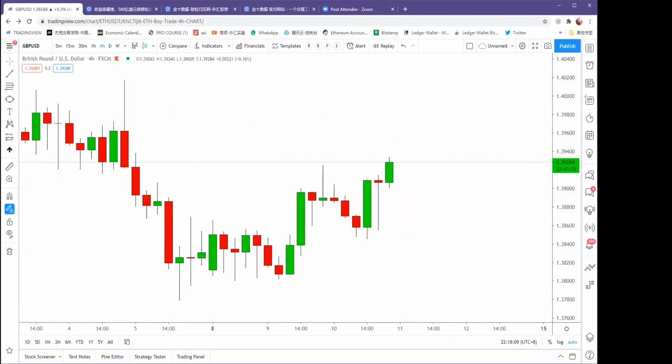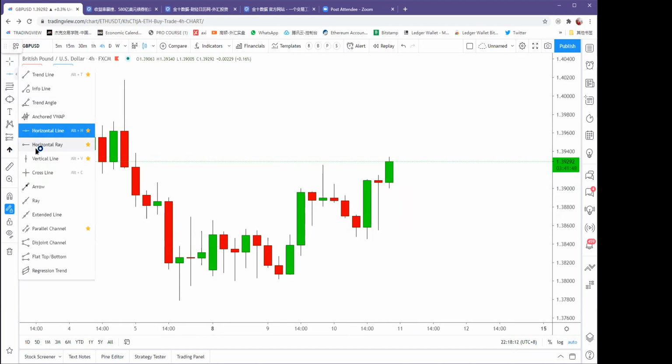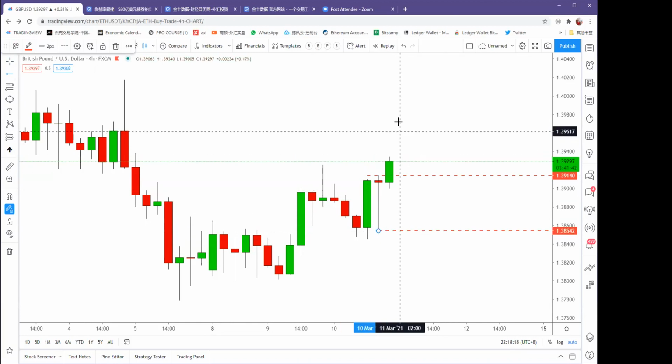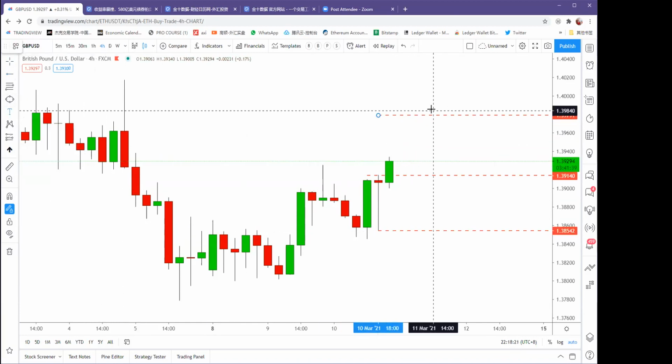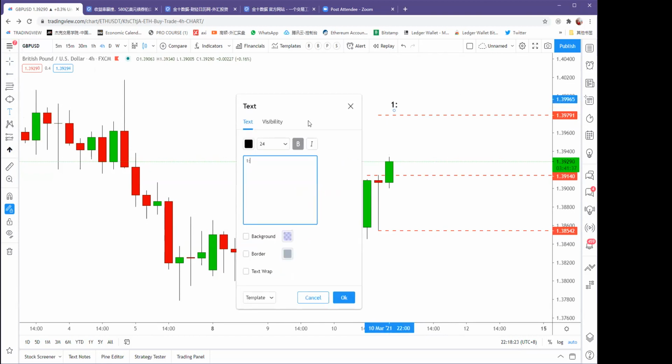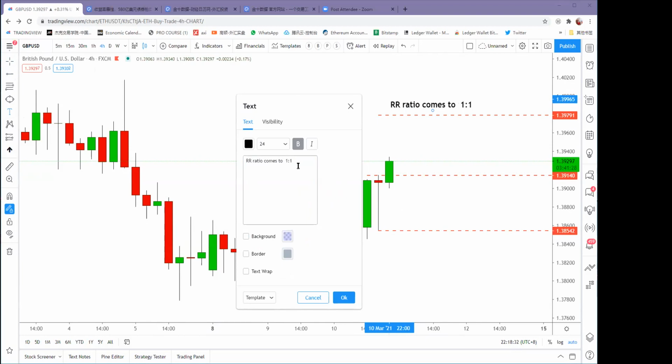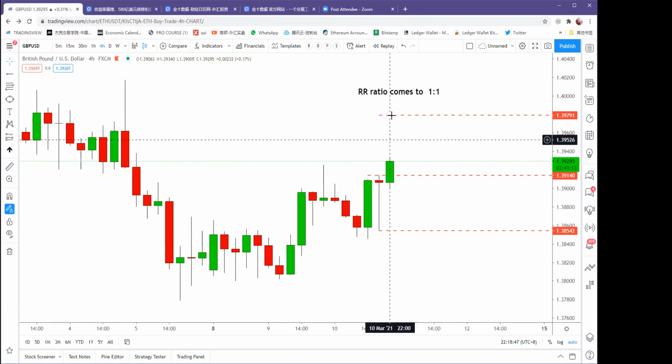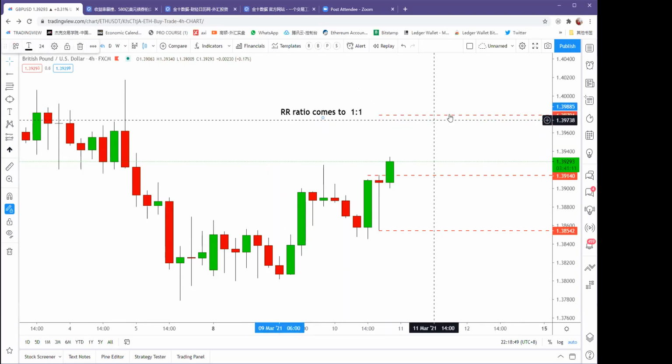And more, you can also apply the inside bar logic. Break the pin's head, you go buy, stop loss below the pin. Remember, what is the rule of the inside bar? Who knows? 1-to-1. When the RR ratio comes to 1-to-1, what is your action? For example, we buy from 1.3913, stop loss 1.3854. What is the rule for the inside bar? Yes, when the R ratio comes to 1-to-1, don't forget to sell half.